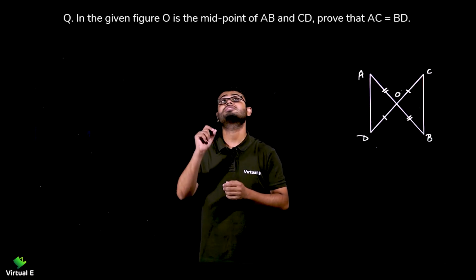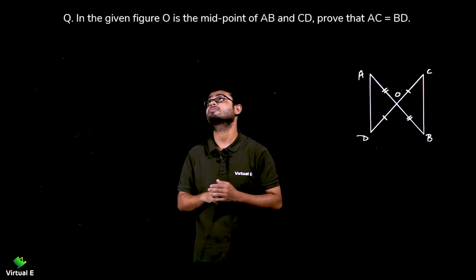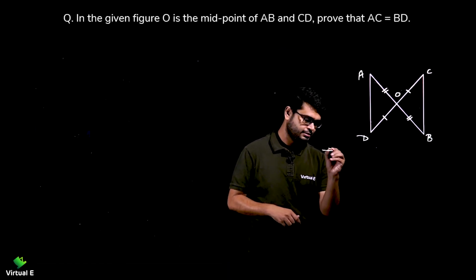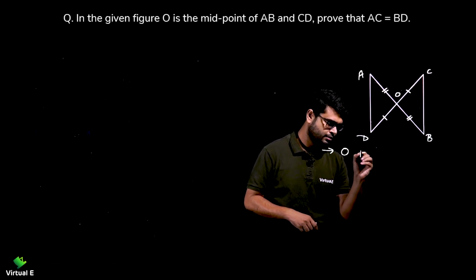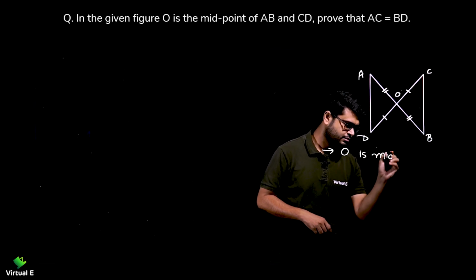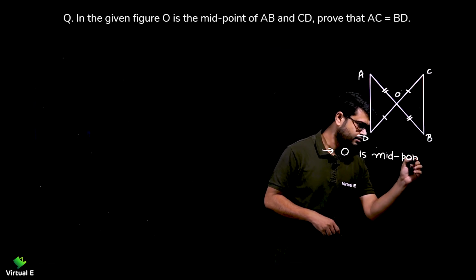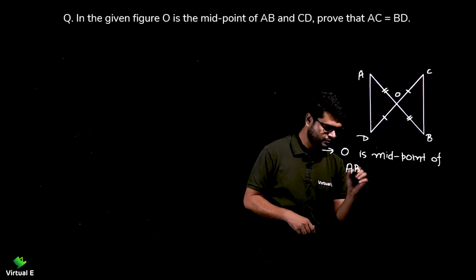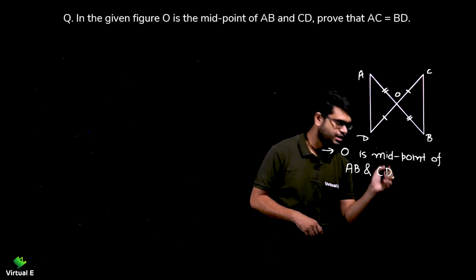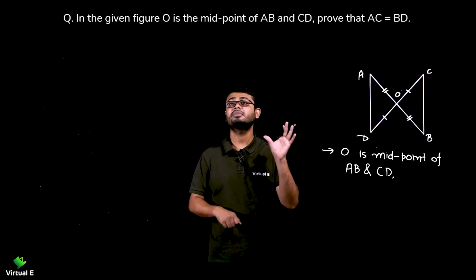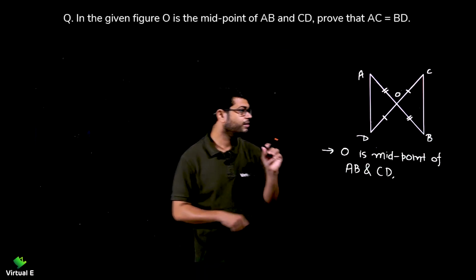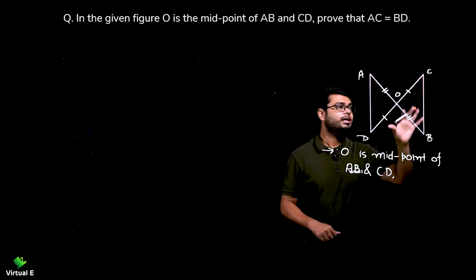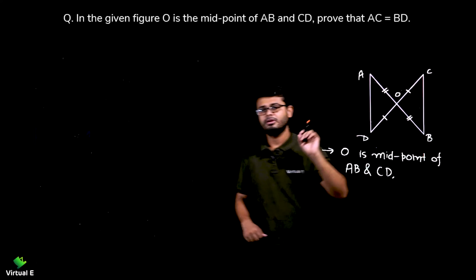First of all, what's given? O is the midpoint of AB and CD. Let's write here that O is the midpoint of AB and CD. So what we can write? Remember this word, midpoint. Midpoint means what? That this point O is dividing AB and CD into two equal parts, right?